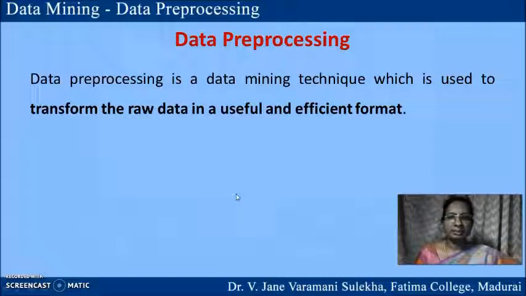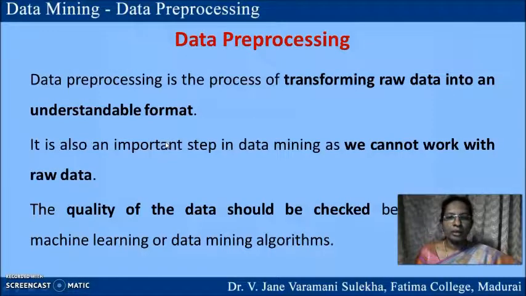So what is data pre-processing? Data preprocessing is a data mining technique which is used to transform the raw data into a useful and efficient format. That is, we are transforming the raw data into an understandable format. It is also an important step in data mining as we cannot work with raw data. The quality of the data should be checked before applying machine learning or data mining algorithms.